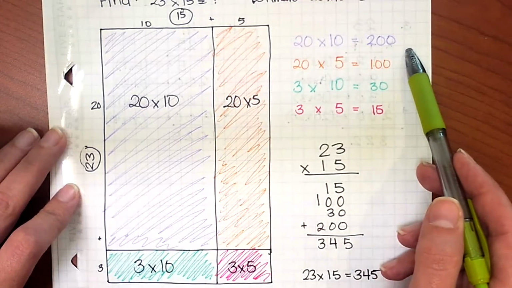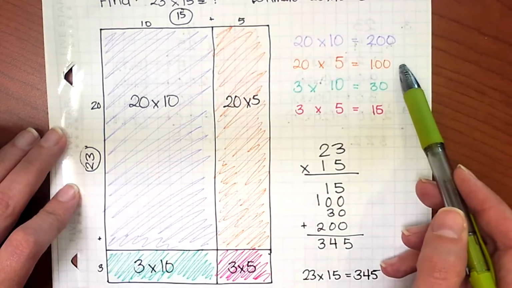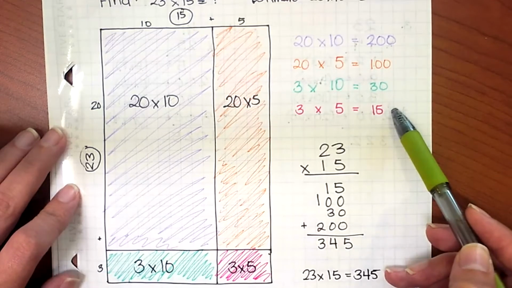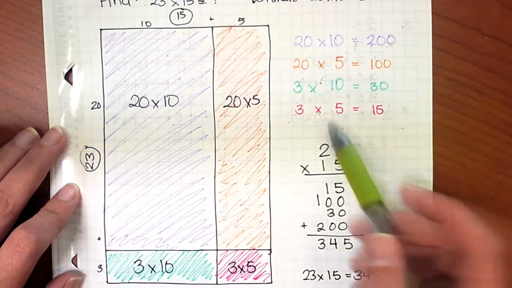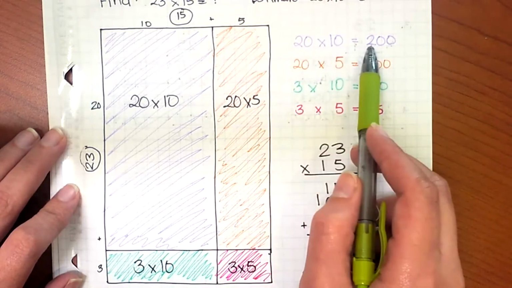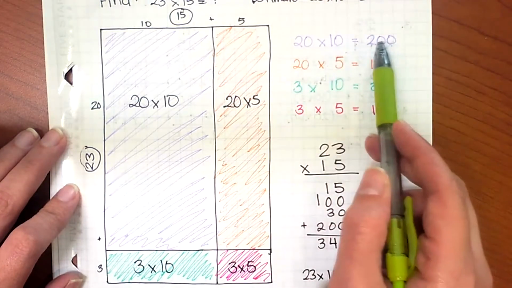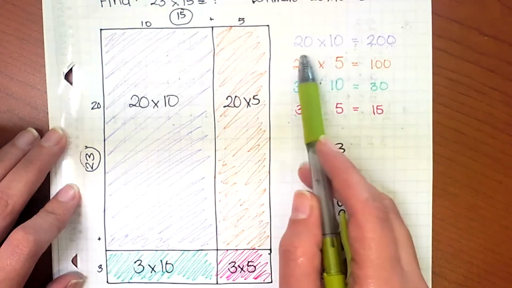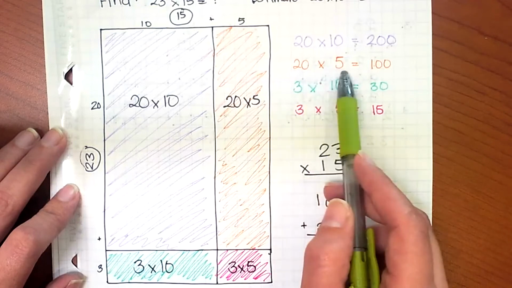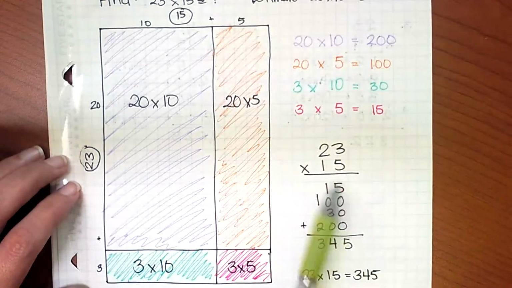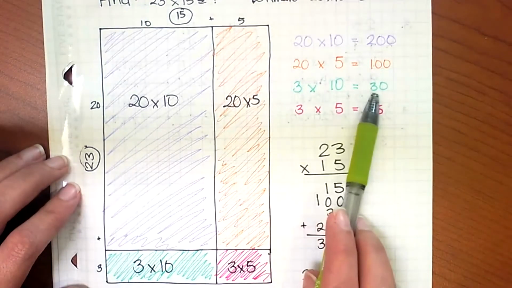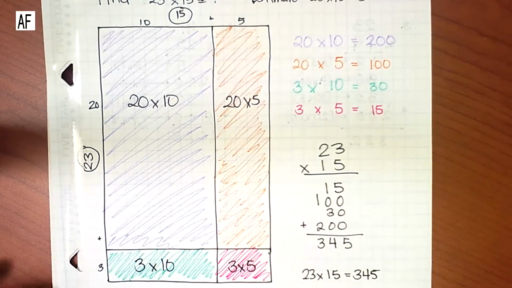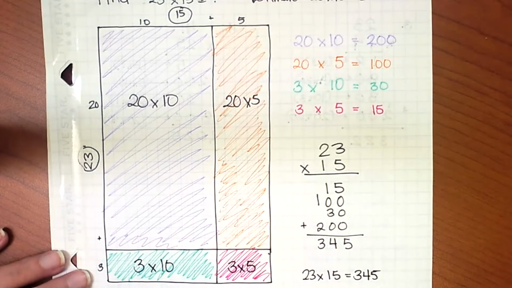20 times 10 is 200. 20 times 5 is 100. 3 times 10 is 30, and 3 times 5 is 15. Remember to use your basic facts. So 2 times 1 gave me 2, and then a 10 times a 10 gave me 100. Over here, 2 times 5 equals 10, plus that extra 0, 20 times 5 makes it 100. 3 times 10, you can do 3 times 1 equals 3, plus that extra 0 makes it 30. And then 3 times 5 is 15.